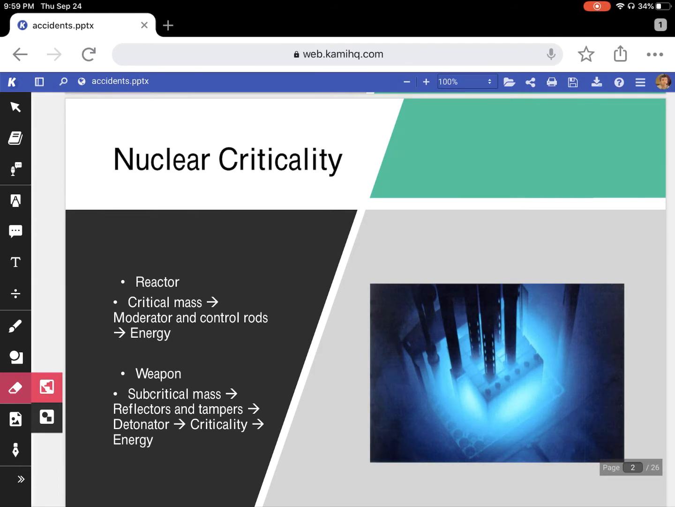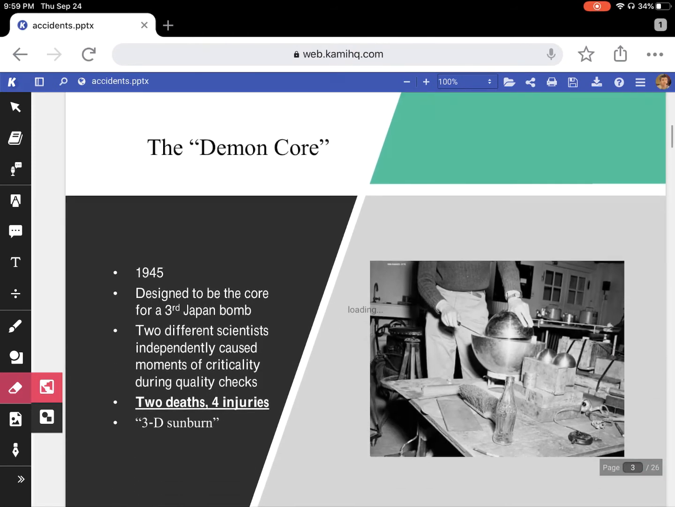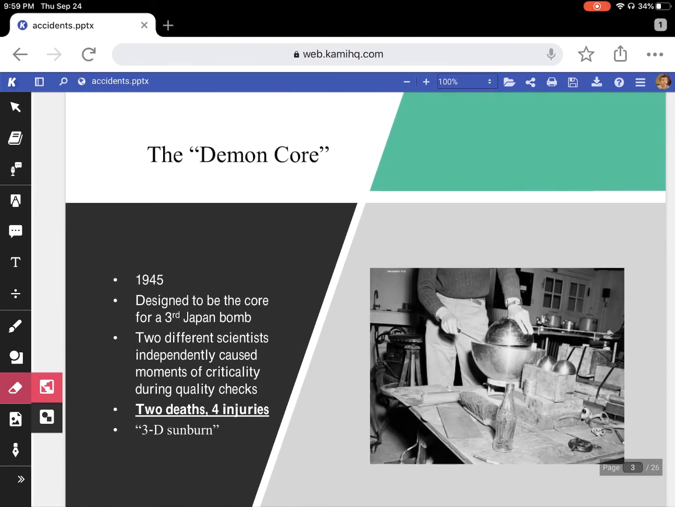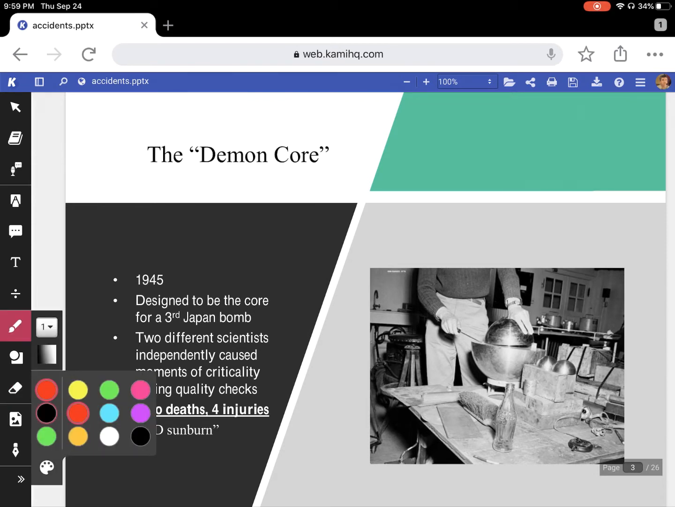All right. So, never remove all your control rods. Starting with what's known as the first nuclear accident, the Demon Core. We talked about how the core of the Fat Man bomb was not that much bigger than the size of a softball or a volleyball.